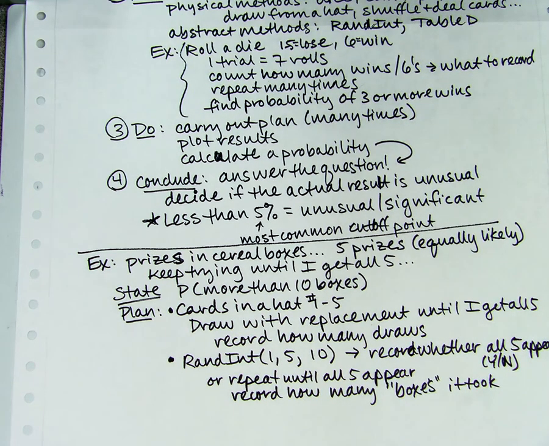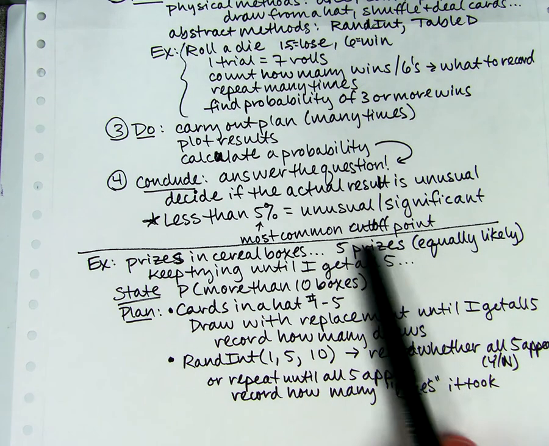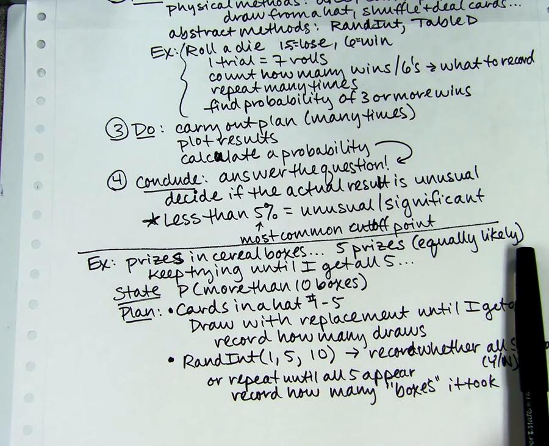And there's no right or wrong way to do the plan, except that you have to make it match the probabilities. So if you don't have 5 equally likely things, then we're in trouble.